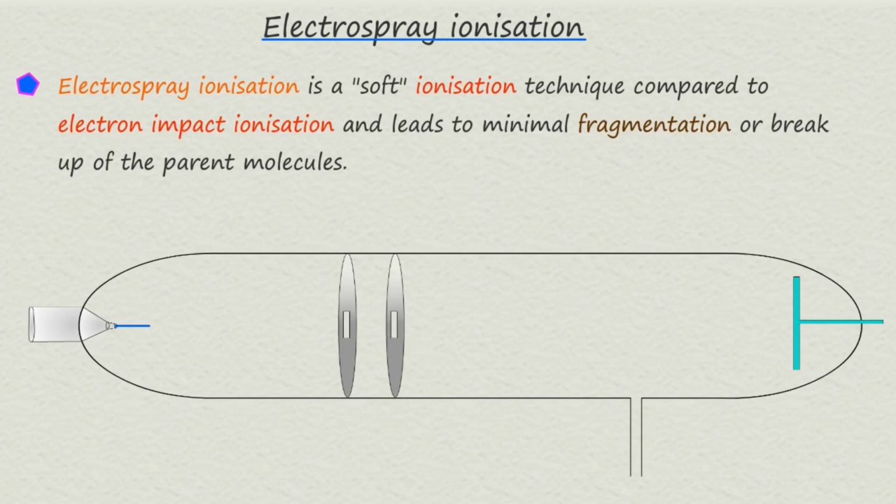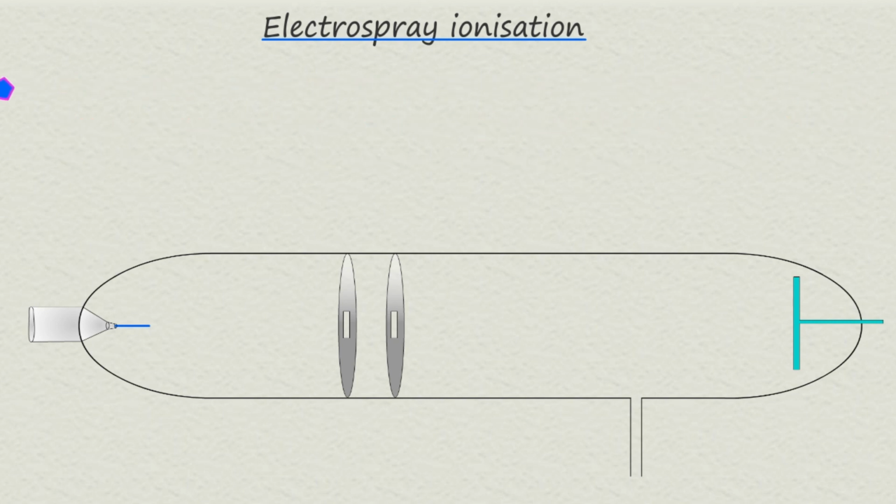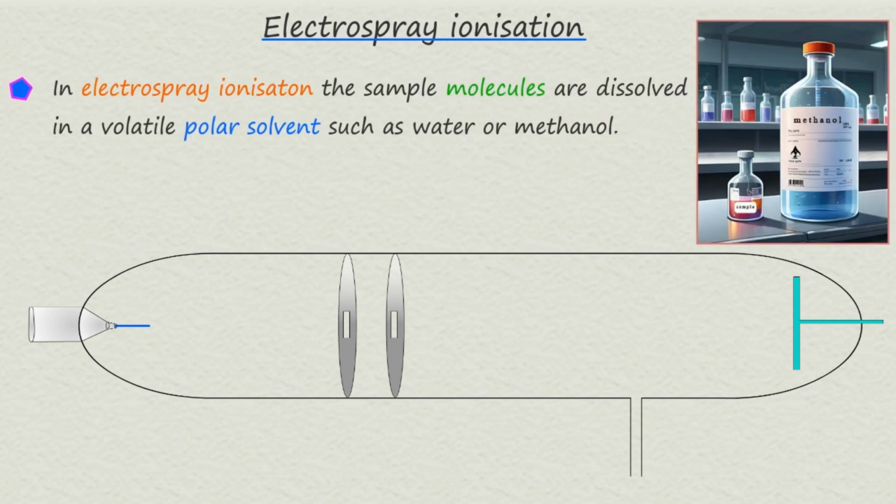The second method of ionising sample molecules uses a method called electrospray ionisation. This method of ionising molecules is often preferred for larger molecules which may be blasted to pieces by an electron gun, while electrospray ionisation rarely results in fragmentation of molecules. In electrospray ionisation, the sample molecules are dissolved in a volatile polar solvent, that is, a solvent which evaporates easily, such as water or methanol.